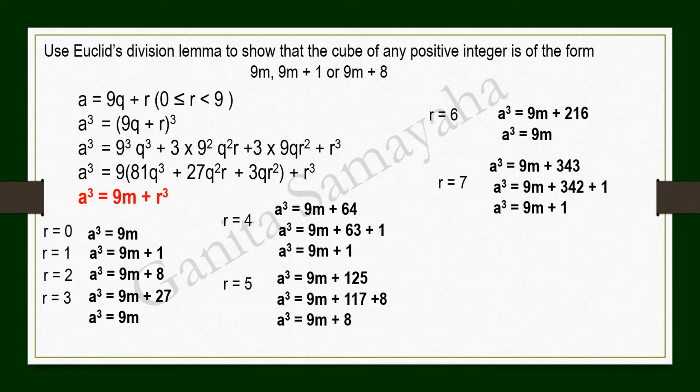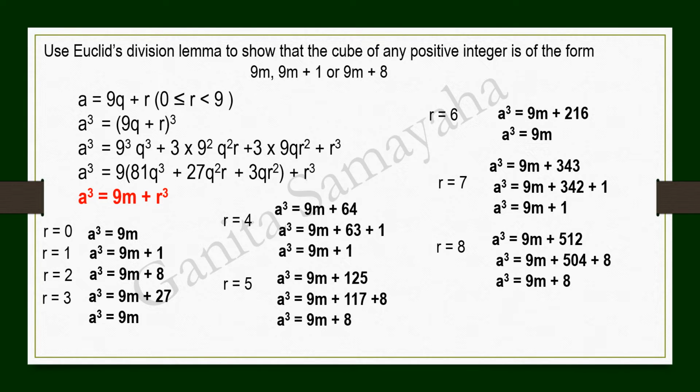Okay, children. Next, when r is equal to 8, the last one, a cube will be equal to 9m plus 8 cube, which is 512. 5 plus 2, 6 plus 2 is 8, which is not divisible by 9. 8 less than 512 is 504. 5 plus 4 is also 9. So we have 9m plus 504 plus 8. So this 9m is a multiple of 9, 504 is a multiple of 9. So 9m plus 504 is a multiple of 9, which we are denoting as 9m plus 8.